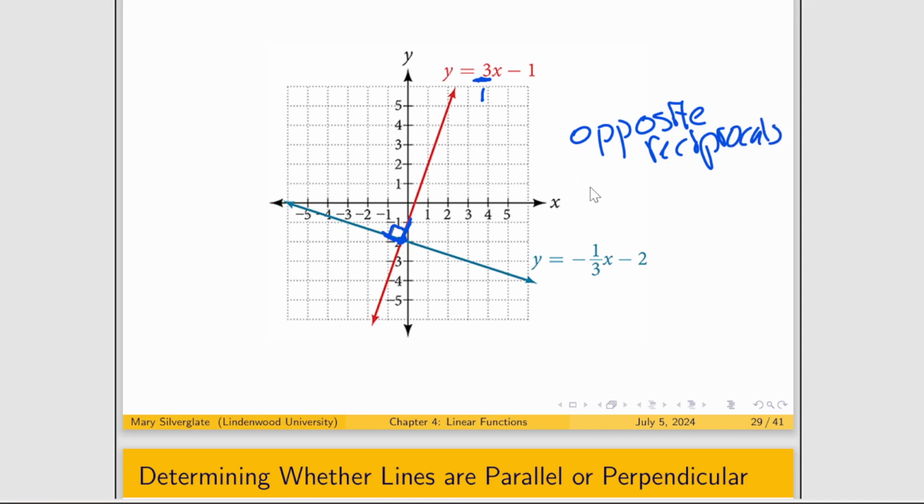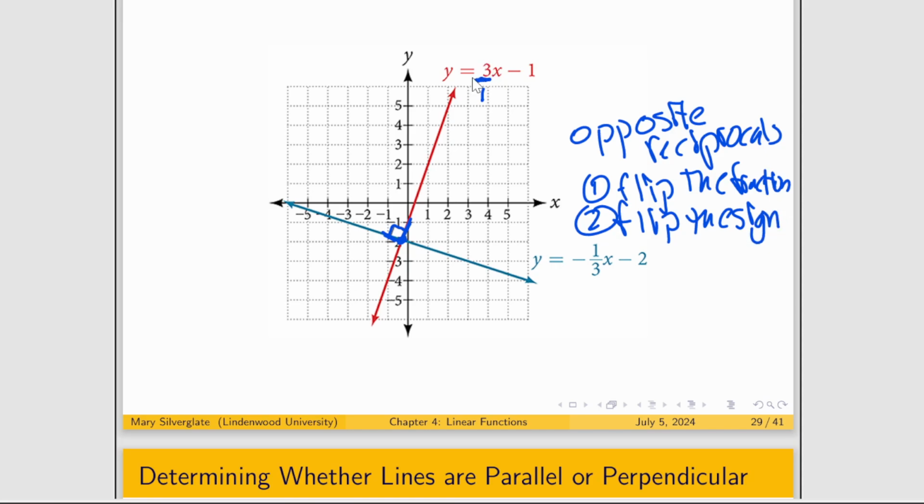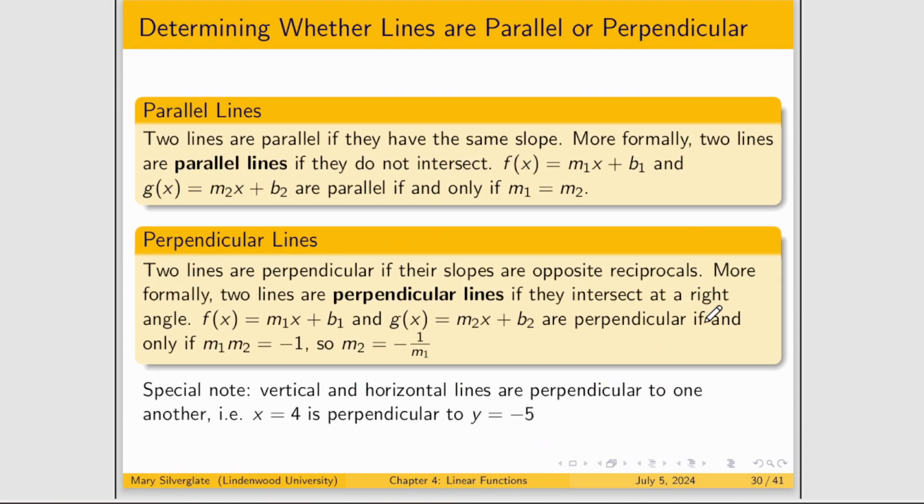Which is a fancy way of saying that you're going to both flip the fraction and flip the sign. So for example, flipping the fraction on 3/1 becomes 1/3, and then flipping the sign makes it negative. Same thing the other way around. Flipping the fraction on -1/3 becomes -3/1, and then flipping the sign becomes +3/1. And that's all this is saying in a bit more words: if they're parallel, they should have the same slope. And if they're perpendicular, they should have opposite reciprocal slopes.